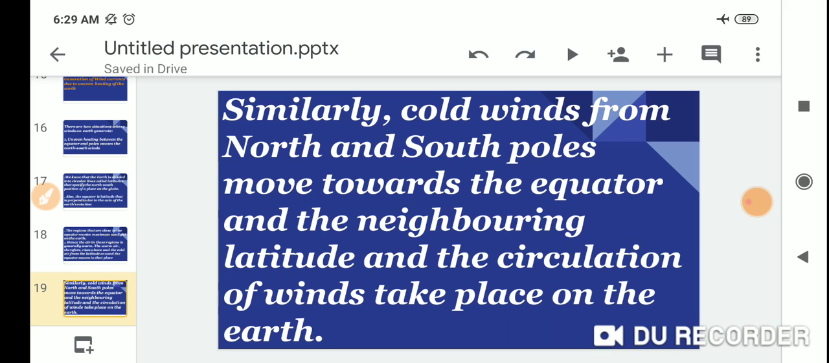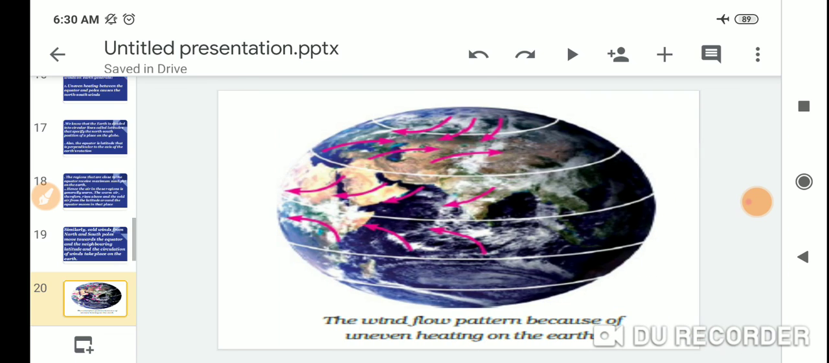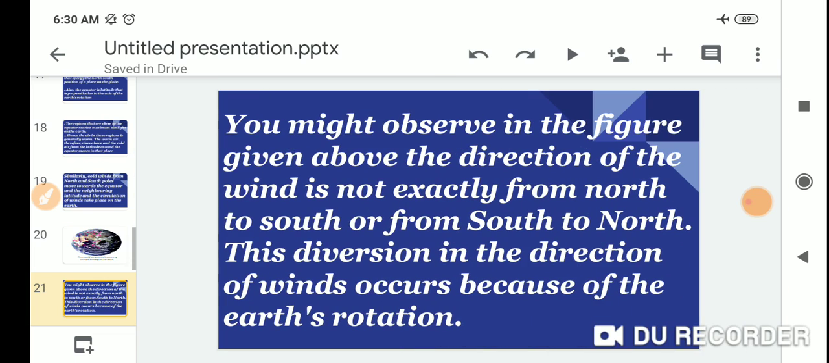Similarly, cold winds from the north and south poles move toward the equator and the neighboring latitudes, and the circulation of the winds takes place on the earth. Look at this picture. The winds flow in this pattern because of the uneven heating on the earth.